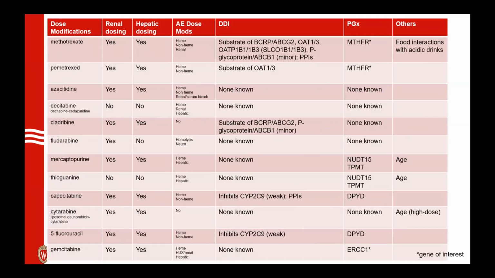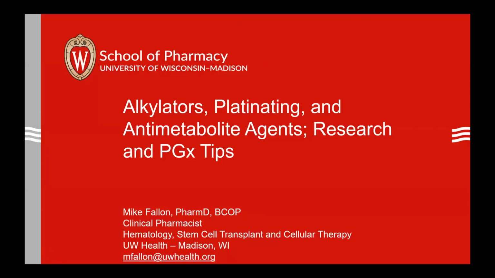And then I think this is the last slide, going through renal hepatic dosing, pharmacogenomics, showing again that it's all over the board, and make sure to look it up instead of assuming it's a class effect. And that is it. Sorry for the rush in the last 10 minutes. Are there any questions at all?